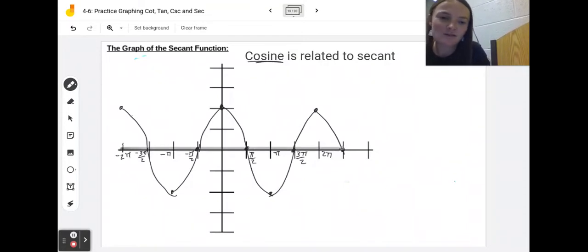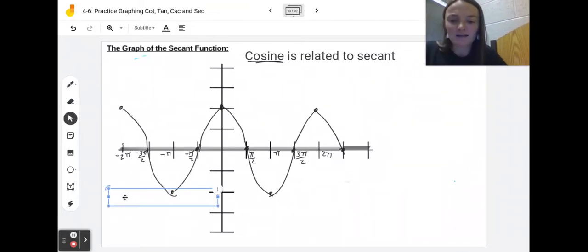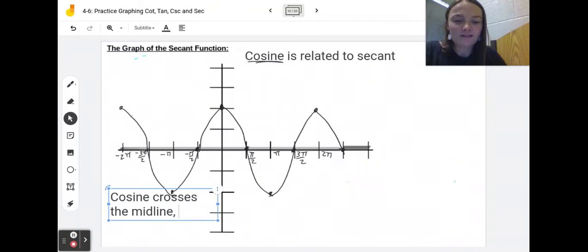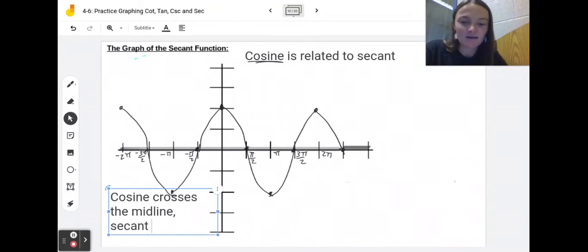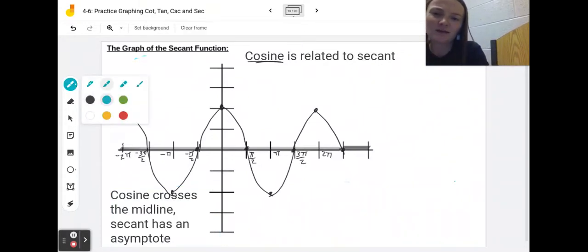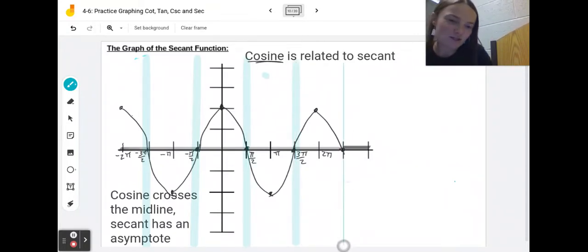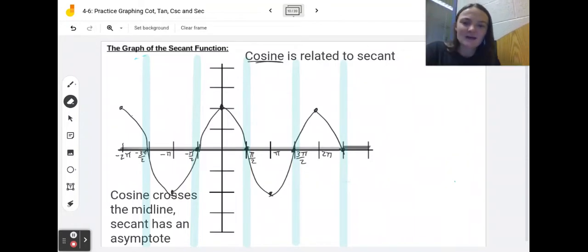So what we're going to do is go ahead and establish our midline here. And every time I cross the midline, I should have an asymptote. So let's go and formalize that real quick. We can say that every time cosine crosses the midline, we can say that secant has an asymptote. Okay, so let's go ahead and sketch that. I'll do that in blue. So every time that cosine crosses the midline, which happens here and here, we can say that secant has an asymptote. So notice that secant's asymptotes are in different places than cosecant's. So that's something to keep in mind.